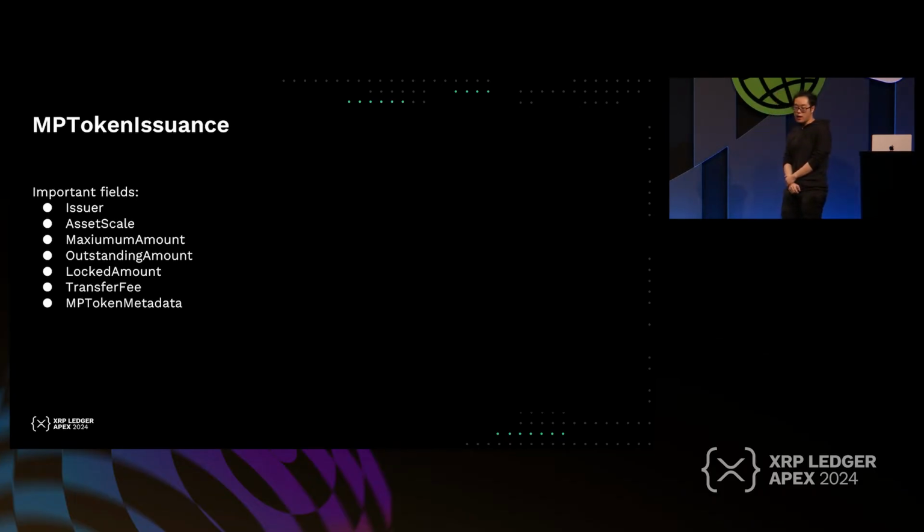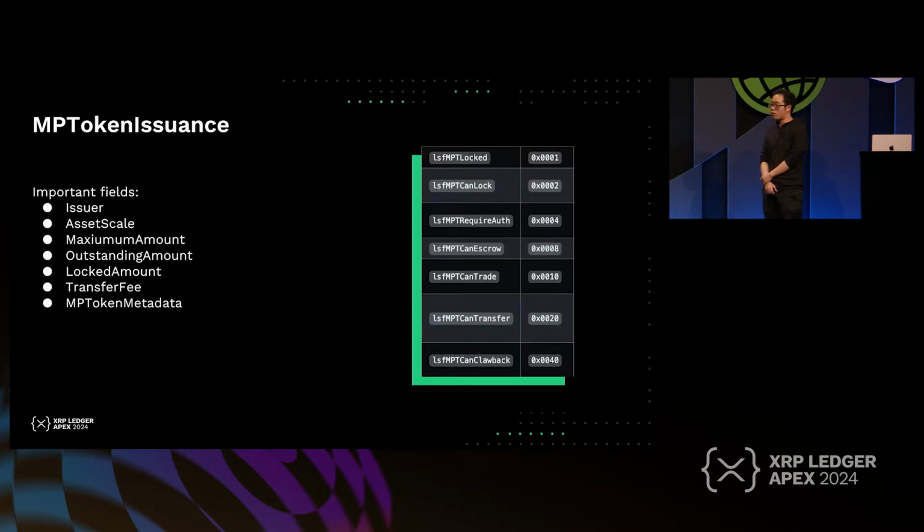And lastly, MP token metadata is a field where the issuer can lay out all the relevant details of the token. On the right, we showcase some of the flags that will be supported. I won't go into each of them in detail, but they allow the issuer to configure things like authorization, locking, and clawback.